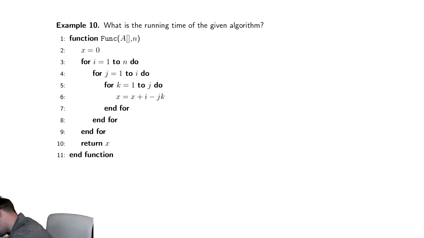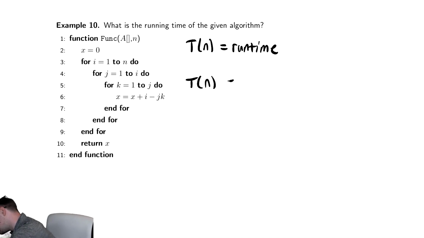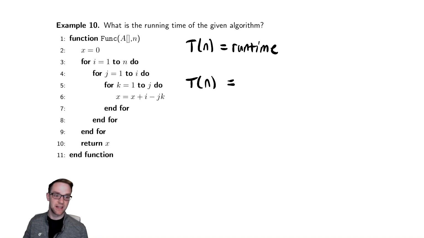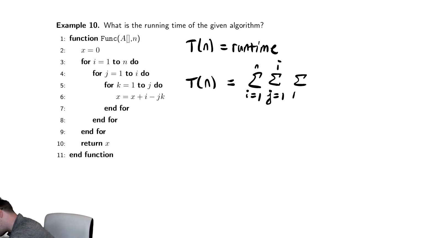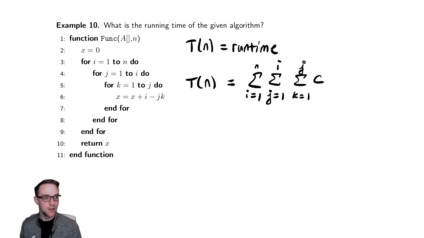We're going to let T of n be the runtime. And then we write it as a triple summation, just like we've seen before. The thing inside takes constant time. So this is the sum from i equals 1 to n of the sum from j equals 1 to i of the sum from k equals 1 to j of c, because again, the inside takes constant time.